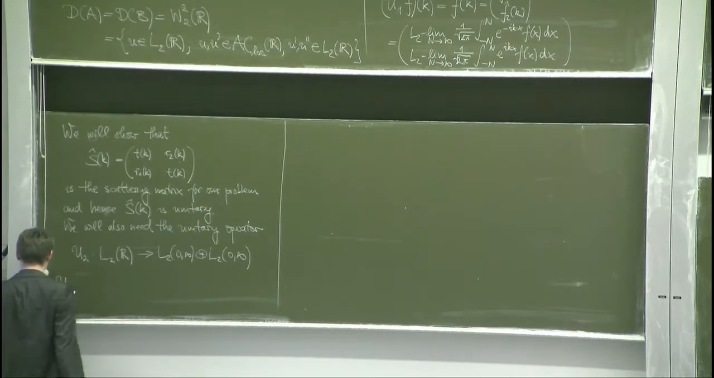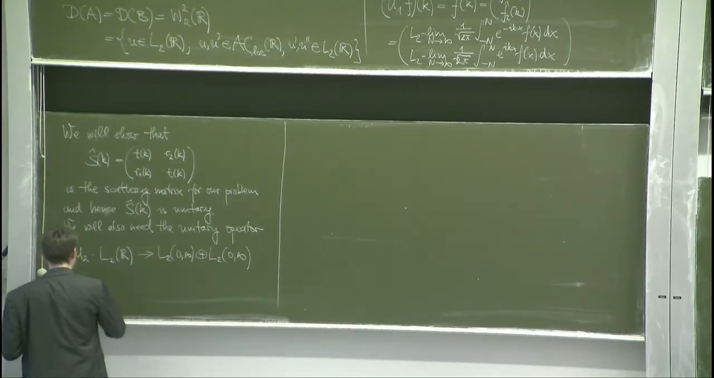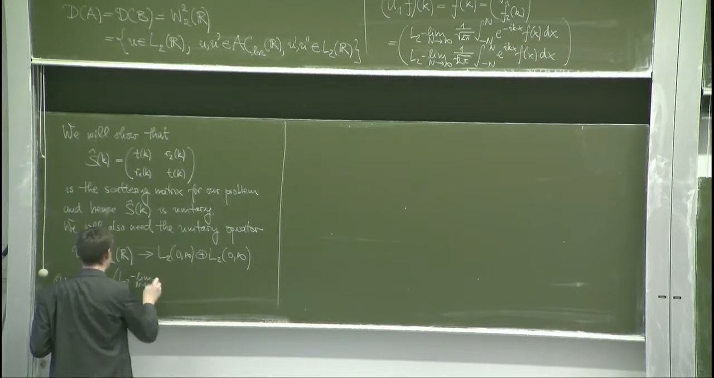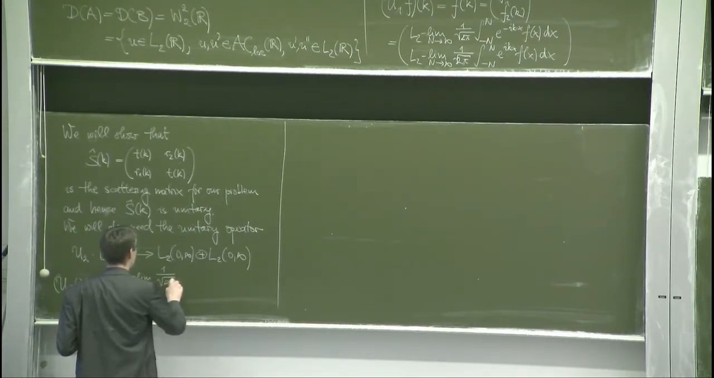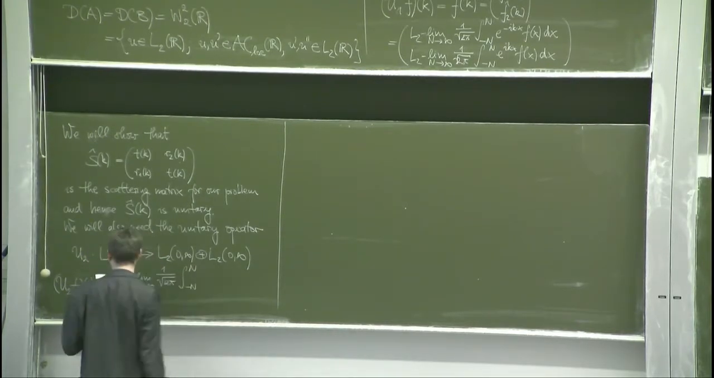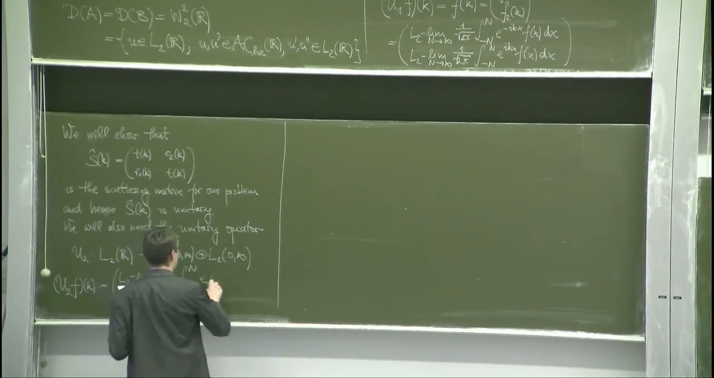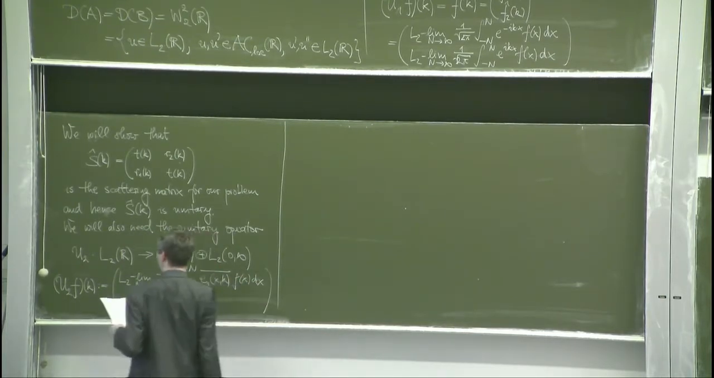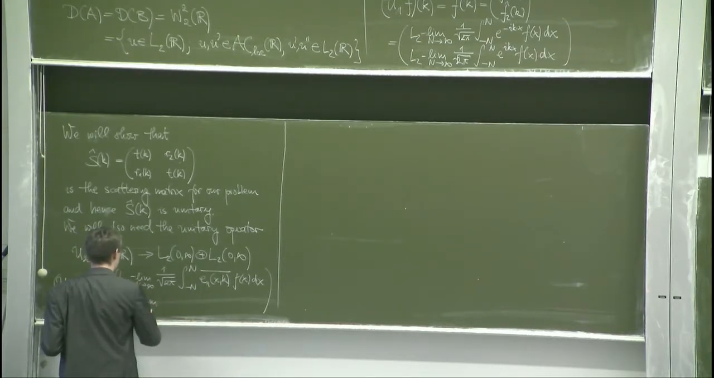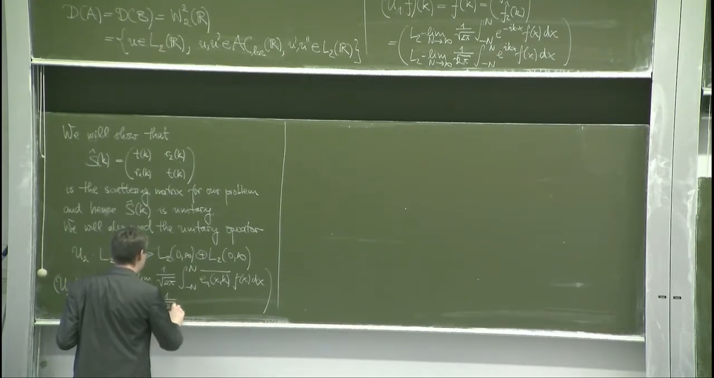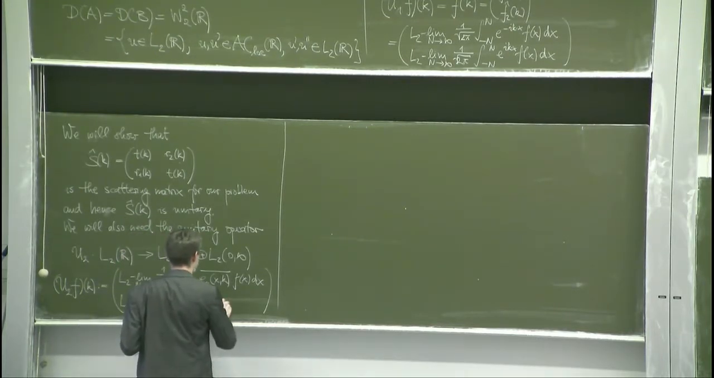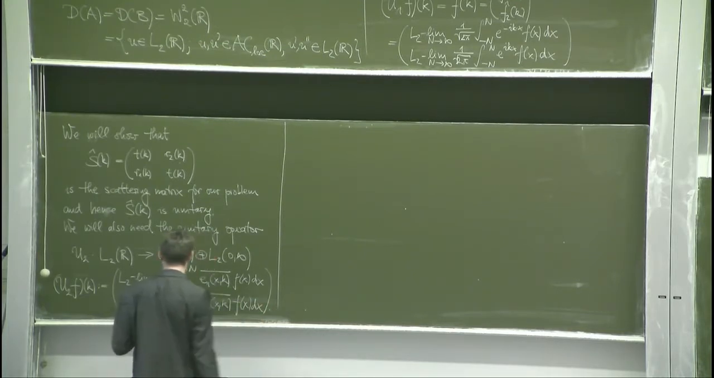U2 applied to f with the argument k is given by, of course it has two components, the L2 limit for n to infinity of 1 over the square root of 2 pi, integral from minus n to n, of E1 of x and k, complex conjugate, f of x dx, and in the second component, the L2 limit for n to infinity of 1 over the square root of 2 pi, integral from minus n to n of E2 of x and k, complex conjugate, f of x dx.